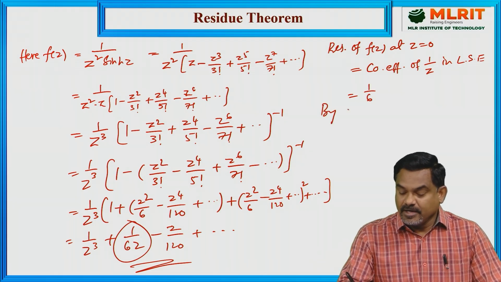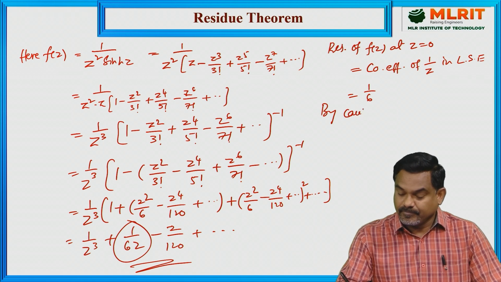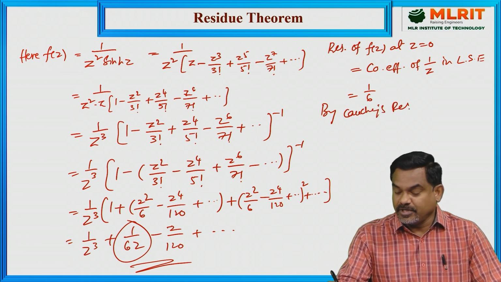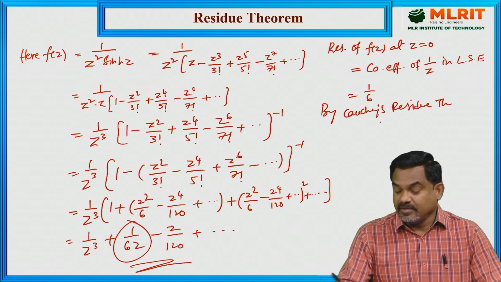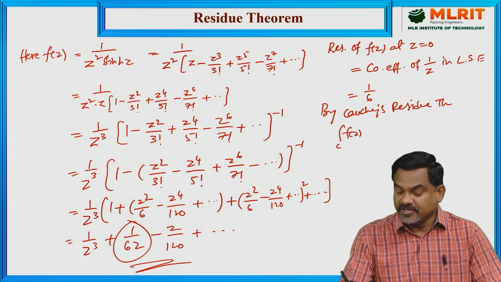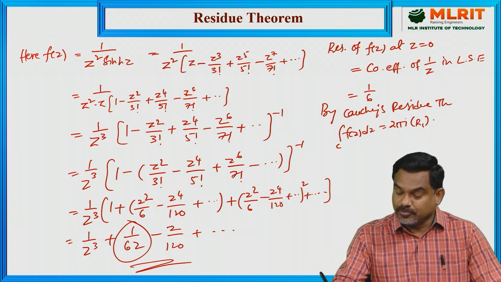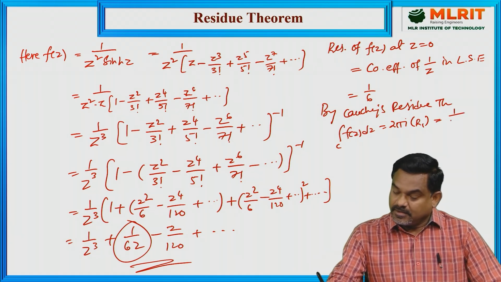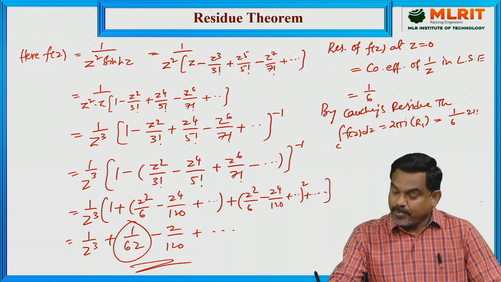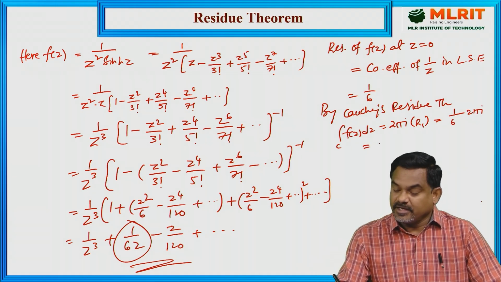Now by Cauchy's residue theorem, the line integral of the given function is equal to 2 pi i into the sum of the residues. Here we have only one residue, so 1 by 6 into 2 pi i. So the integral is equal to pi i by 3.